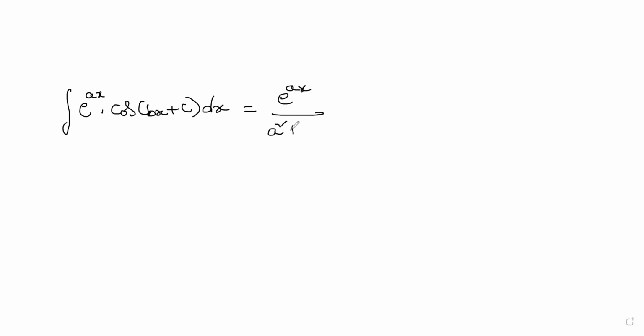So earlier, friends, we have solved this integral e to the power of ax cos of bx plus c dx. This is what we solved. This is nothing but e to the power of ax divided by a square plus b square multiplied by a cos bx plus c plus b sine bx plus c. This is what we got.